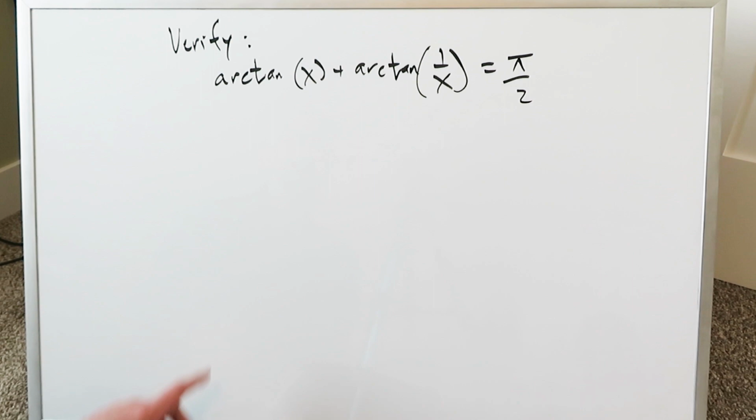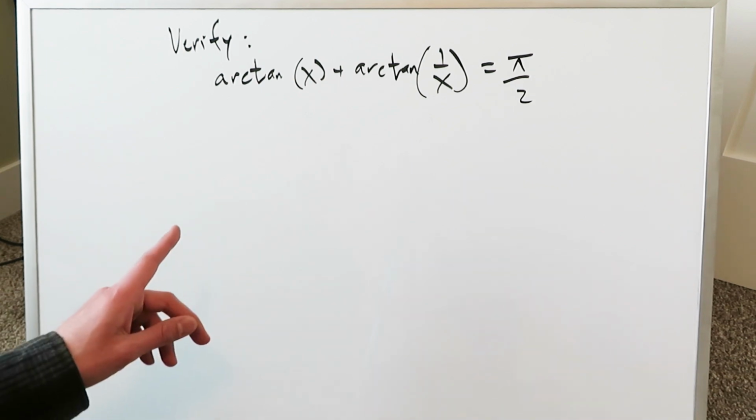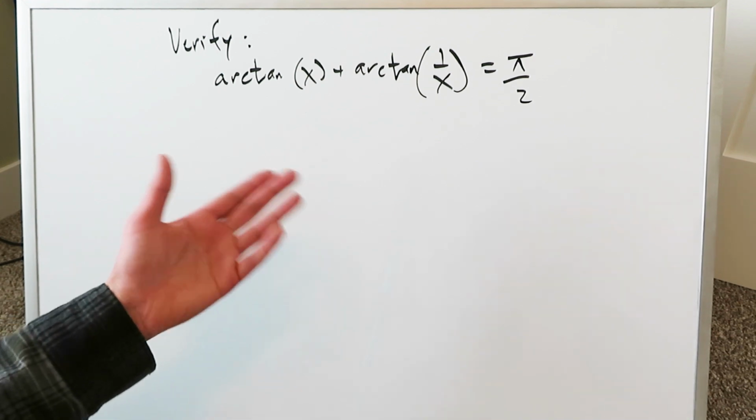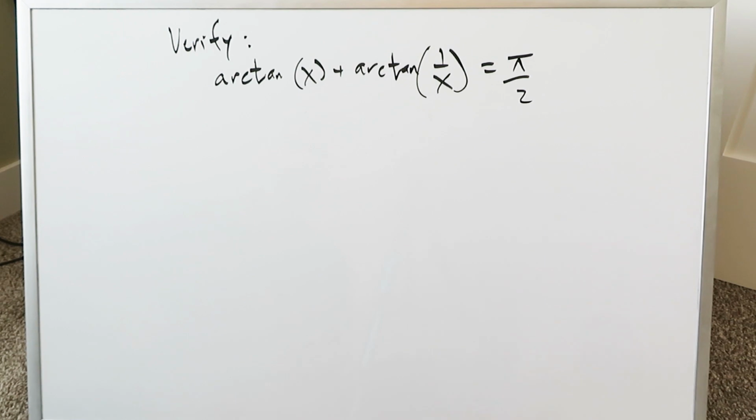In this video, I want to do this single exercise where we have to verify an inverse trigonometric expression, focusing here on the arc tangent. The expression is this: arctan x plus arctan 1 over x is equal to pi over 2. You have to verify this identity to be true.